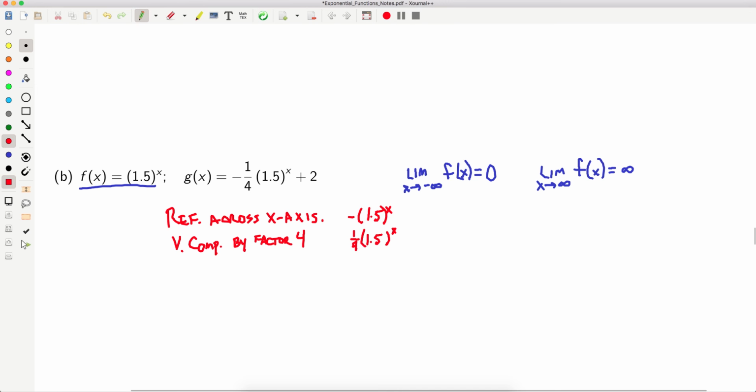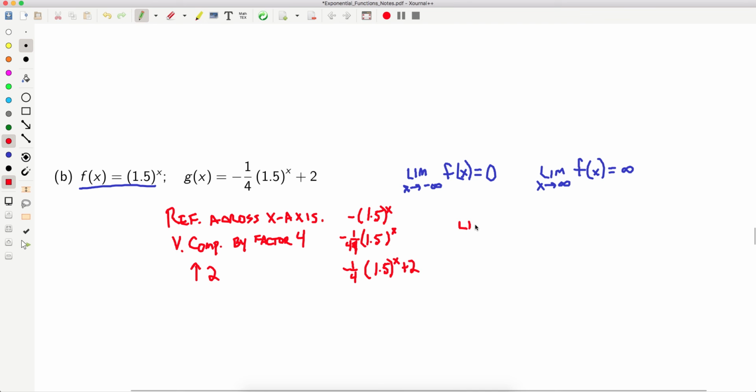Again, this is a 4, so apologies if it doesn't look like 4. Hopefully now it will. There we go. All right, so we have a reflection across the x-axis, a vertical compression by a factor of 4, and we also have a vertical shift up 2. So we have a shift up 2 units, and that's just going to add 2 to our previous result. So we have negative 1/4 times 1.5 to the x power, and then plus 2.